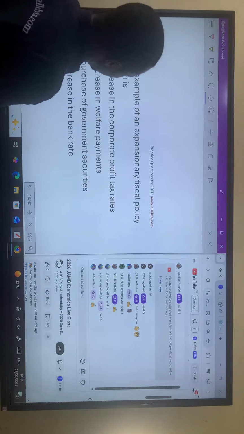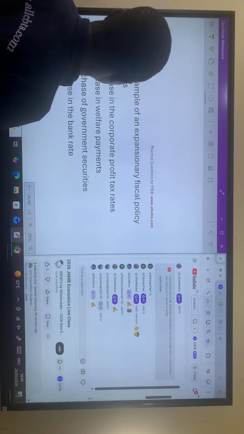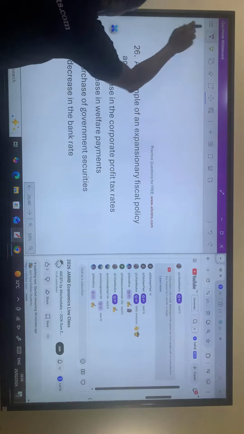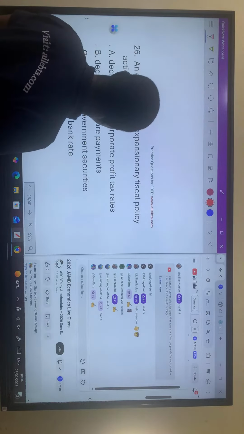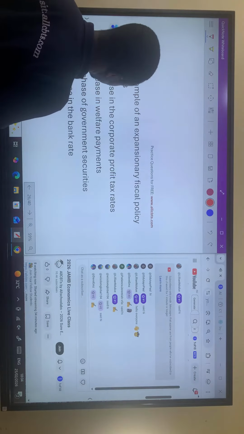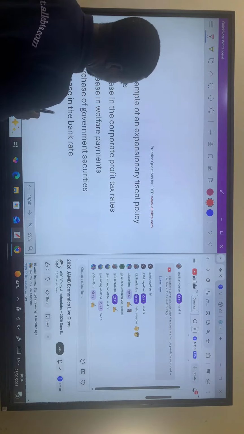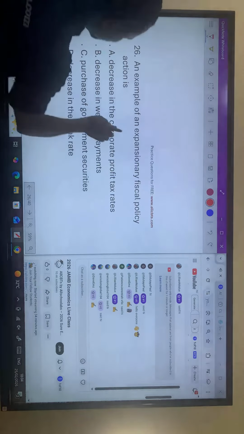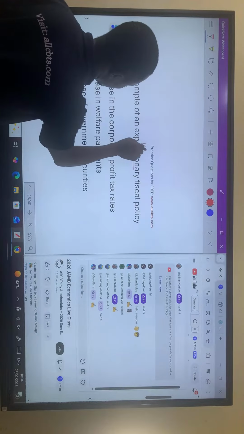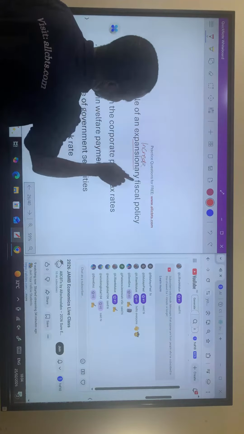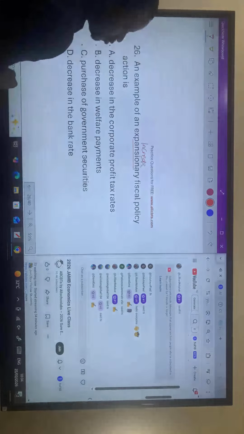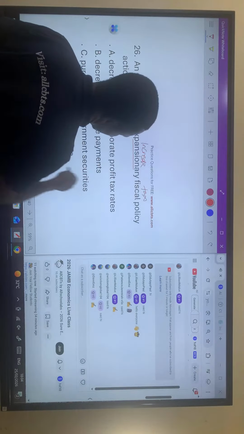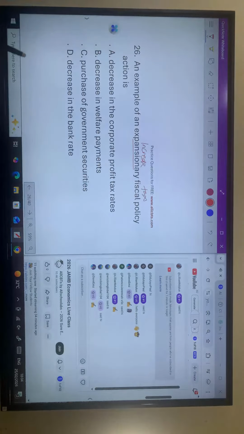Yes, an example of an expansionary fiscal policy action is a decrease in the corporate profit tax rate, decrease in welfare payment, purchase of government security, decrease in bank rate. The word expansionary means to increase, to expand, to increase the fiscal policy. And fiscal policy has to do with policy on taxation. Okay, increasing tax nets, just as what this current government have done. They have increased the tax nets.